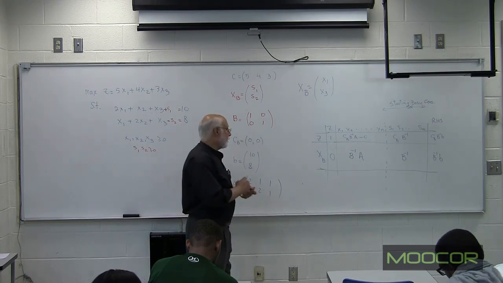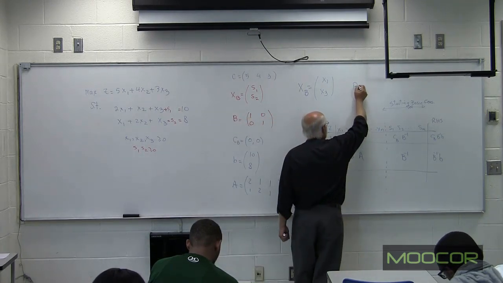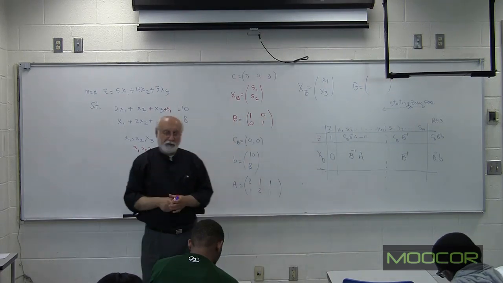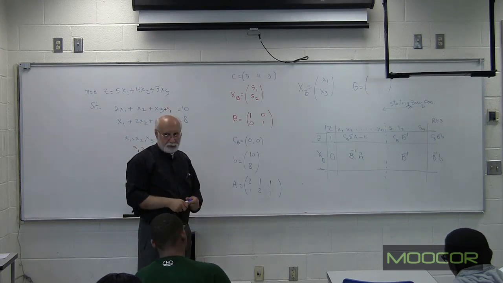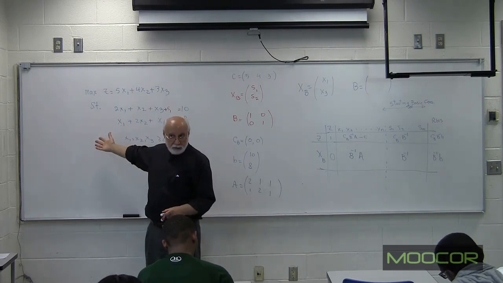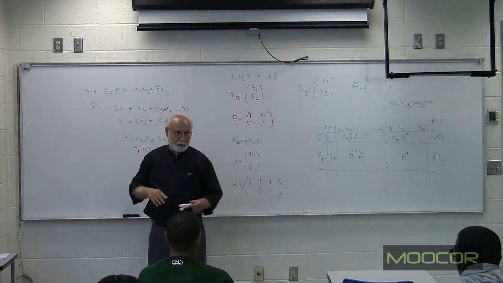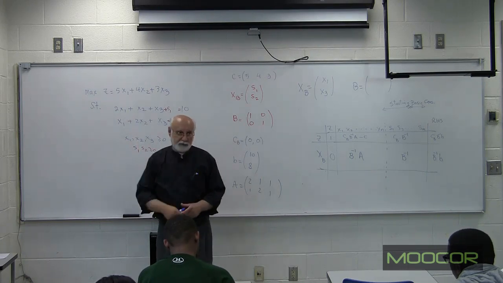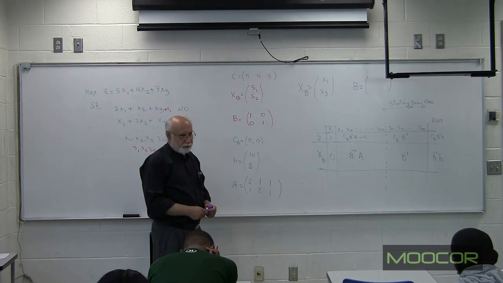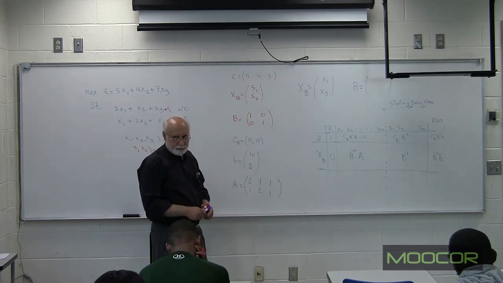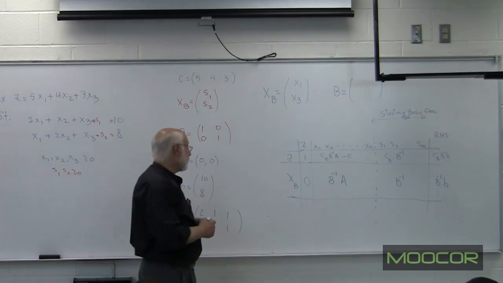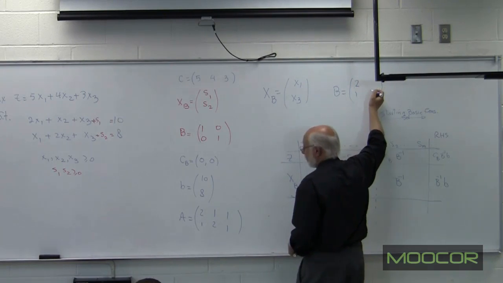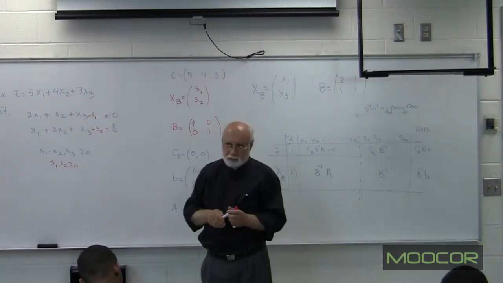B. You need to say what B is. What is B? Coefficient of these basic variables in the original tableau, not in the previous tableau. In the original tableau, what are the coefficients of x1 and x3? And it is in the same order. What are the coefficients of x1? Is 2, 1, and x3 is 1, 1. What else?